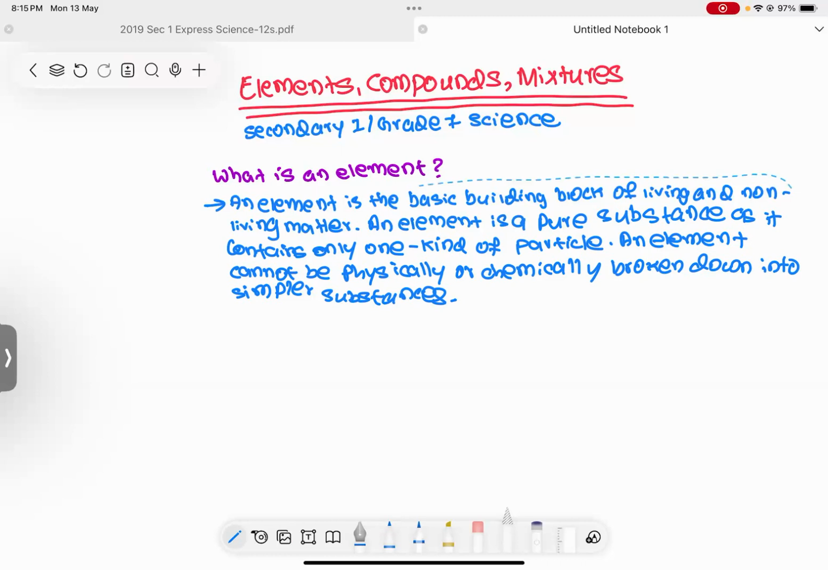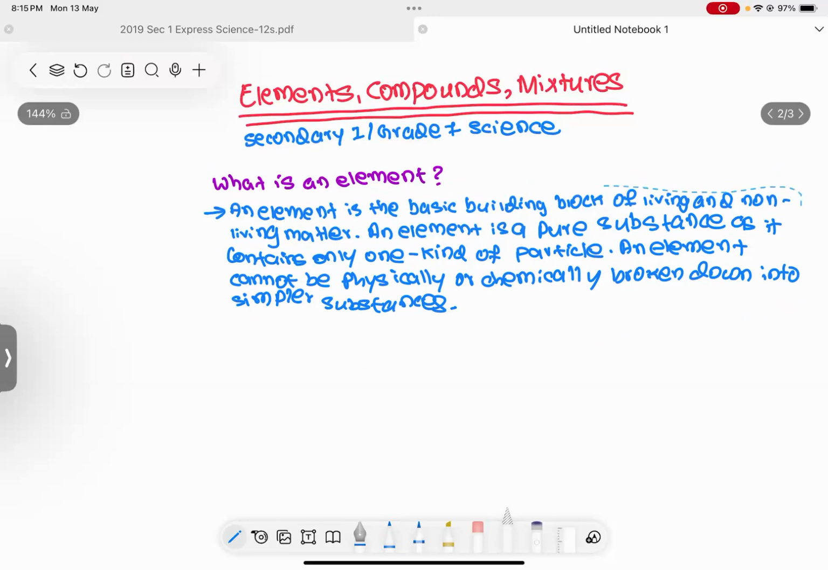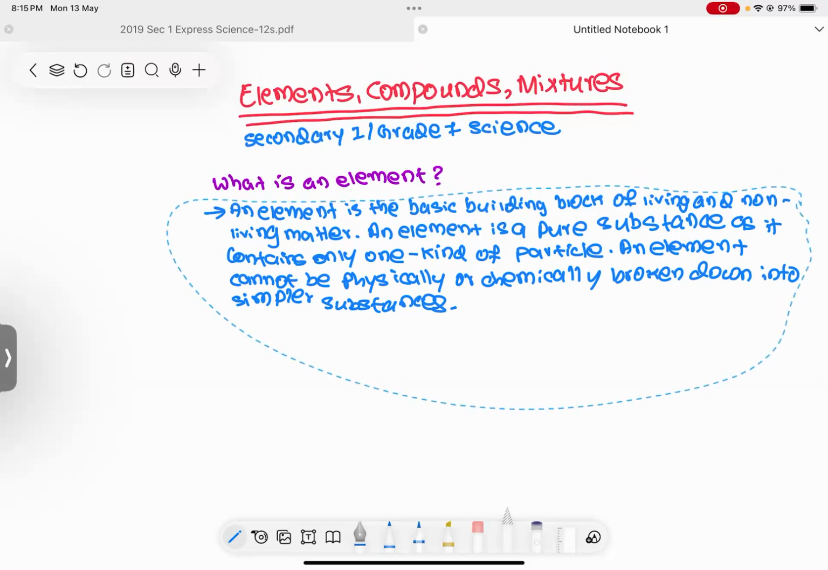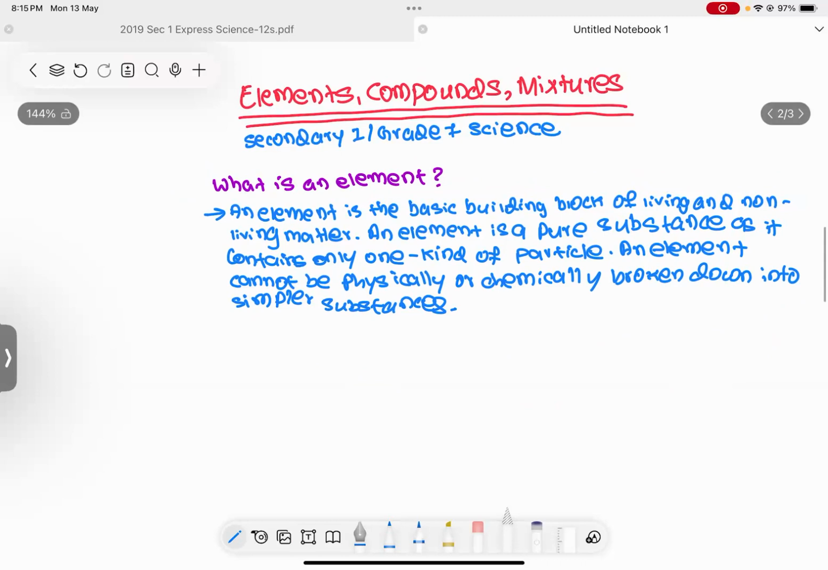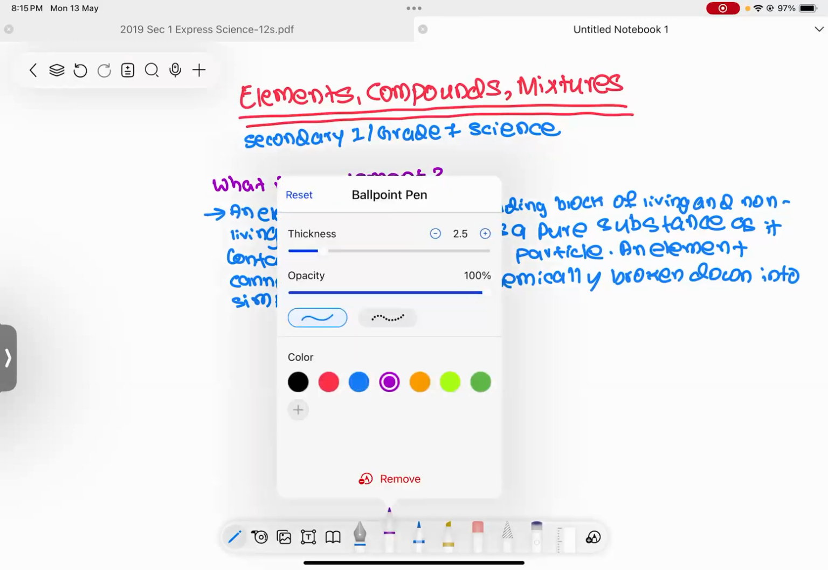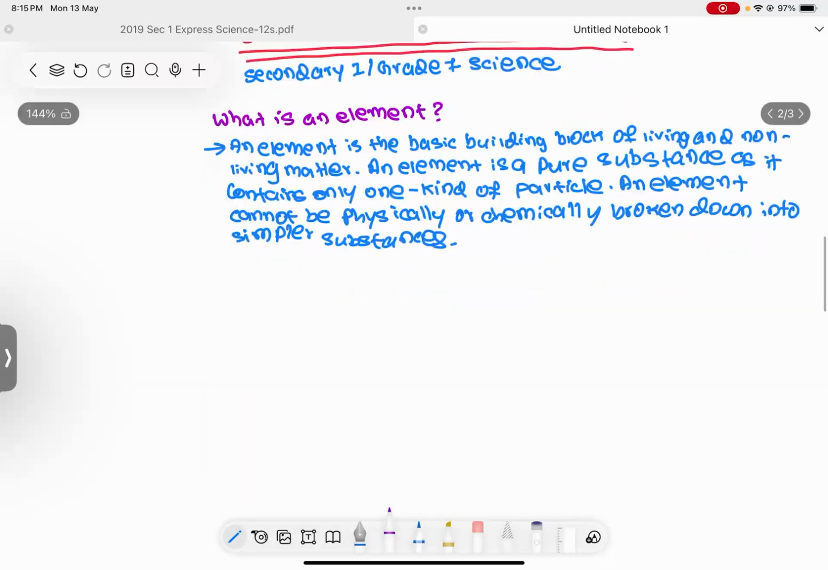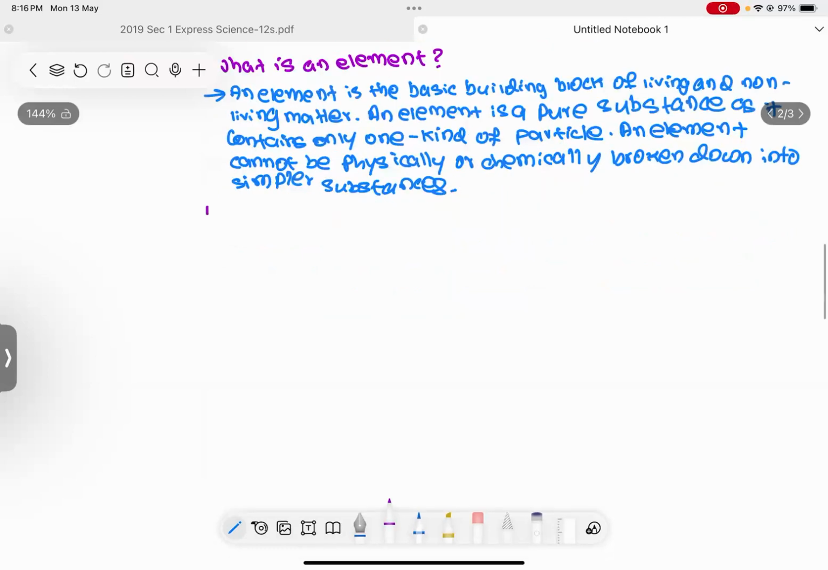So you guys might be asking me, okay, you've told me the definition of an element, but what actually is an element? So you all might be asking me, what are some examples of elements?